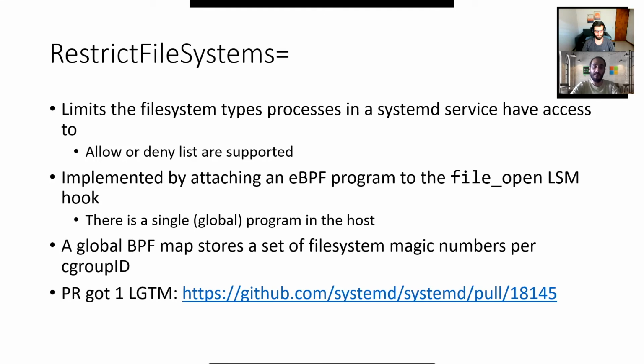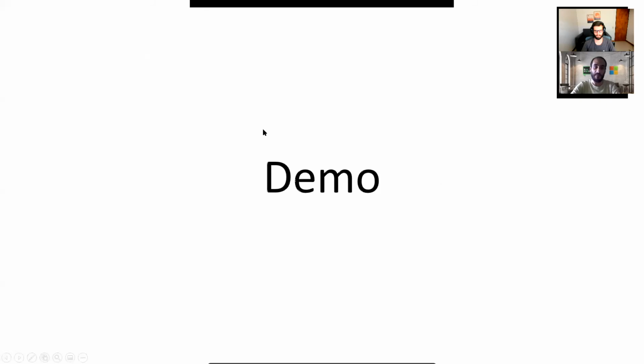So there's a single and global BPF program on the host, and then there's a global BPF map that stores a mapping between the cgroup ID, which is the way the kernel identifies cgroups and hence systemd services, and a set of file system magic numbers, which is how the kernel identifies file systems. The pull request got one looks good to me already, but it's not merged yet, but we hope that it will be merged soon. So I'm going to show a brief demo of this.